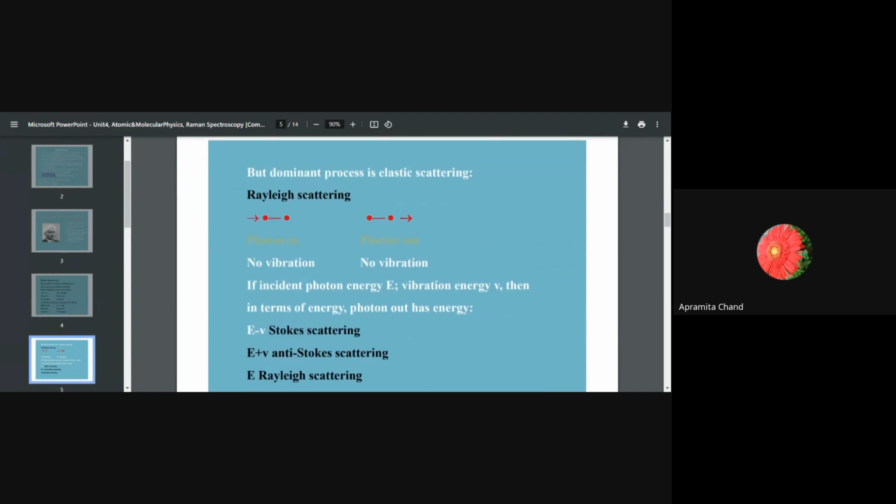But usually the dominant process is elastic scattering. That is known as Rayleigh scattering.